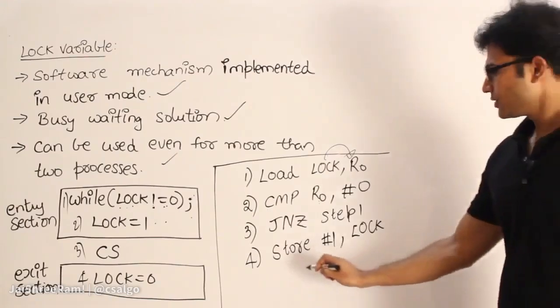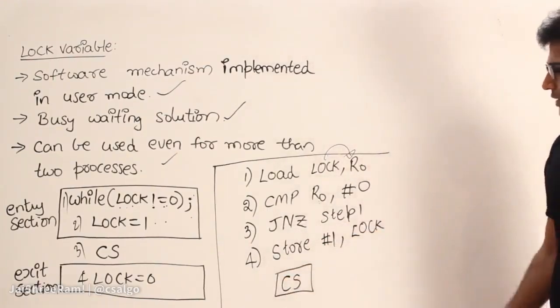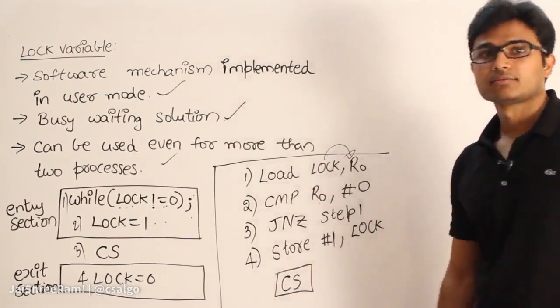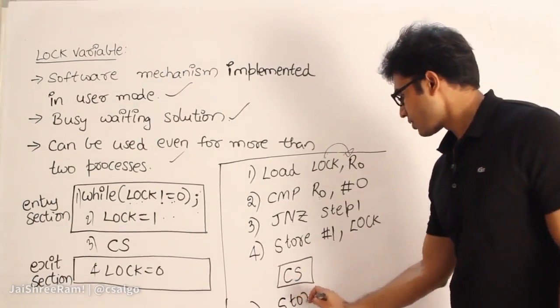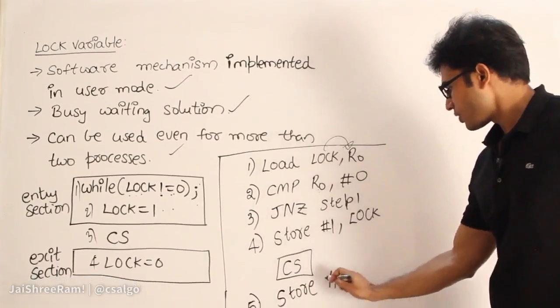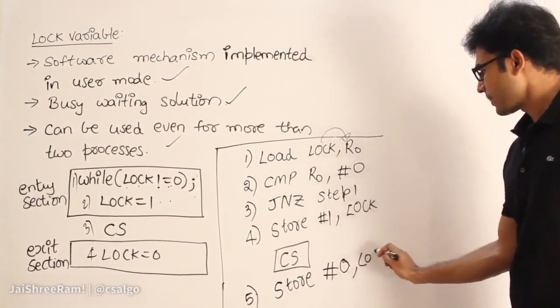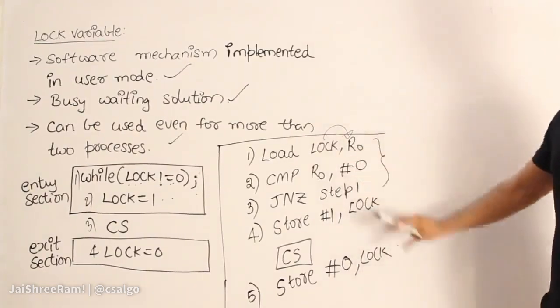After doing this you enter the critical section. And after coming out of the critical section, we are simply going to store the value of lock as 0, which means we are releasing the lock. Got it? This is the entry section and this is the exit section in terms of the assembly code.